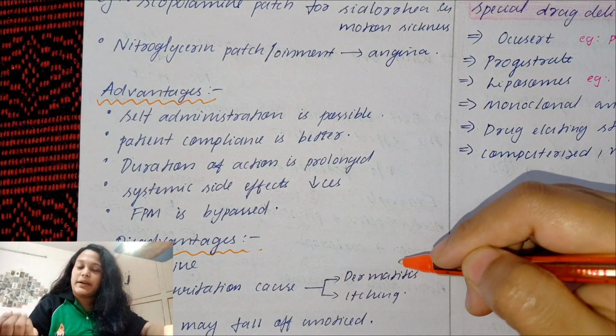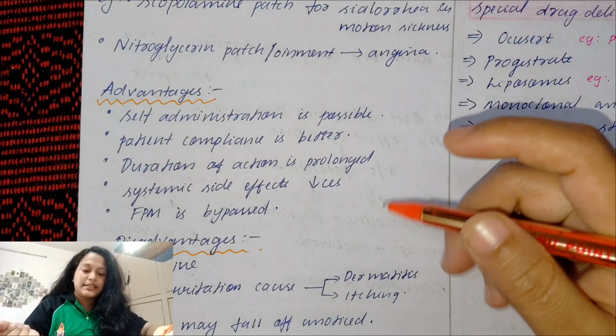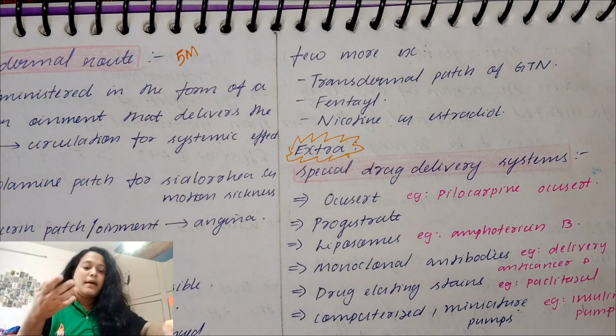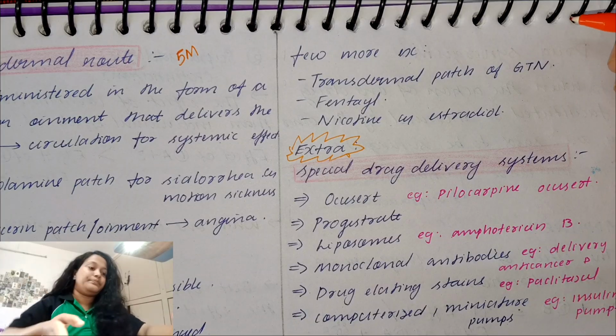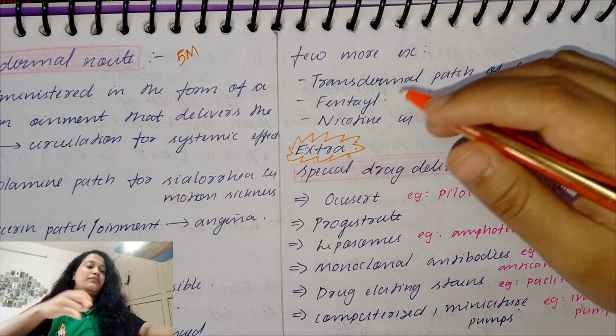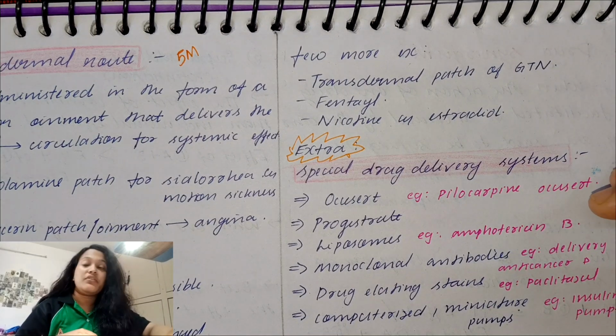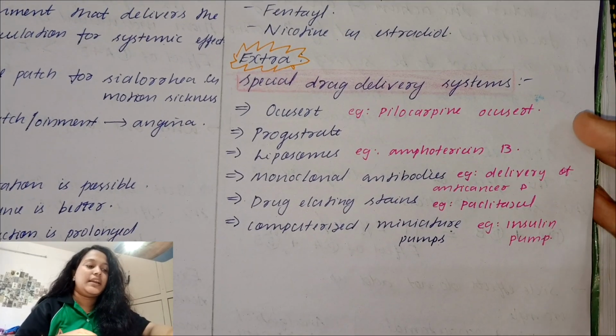Now, what are the disadvantages? It is very expensive. Local irritation can cause dermatitis and itching. The patch may fall off unnoticed. Few more examples: transdermal patches for GTN, fentanyl, nicotine and estradiol.